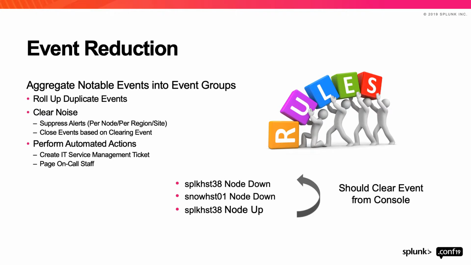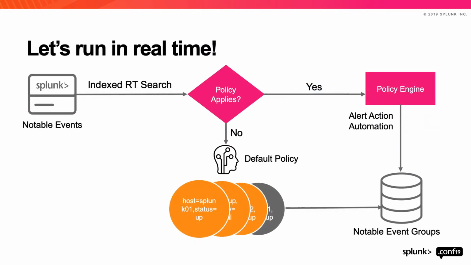So when we see implementations where they have a dozen of those aggregation policies, it's very often that they didn't fully understand the concept. Now, that aggregation policy basically gets applied as the data flows into Splunk. So we have what's called the indexed real-time search that basically processes that data. And at that point in time, one of two things is happening. It identifies a policy that can be applied to that event.